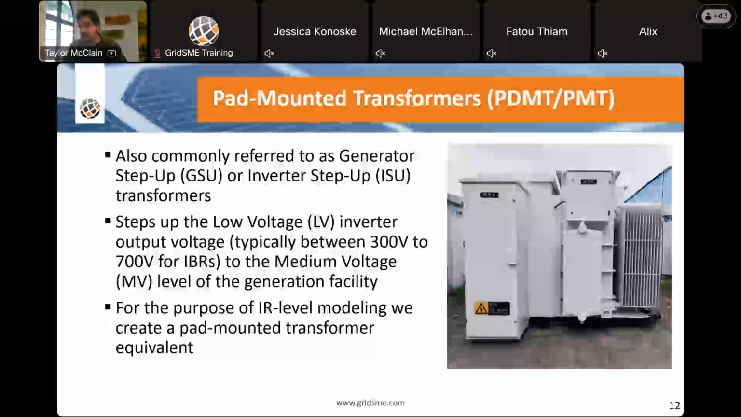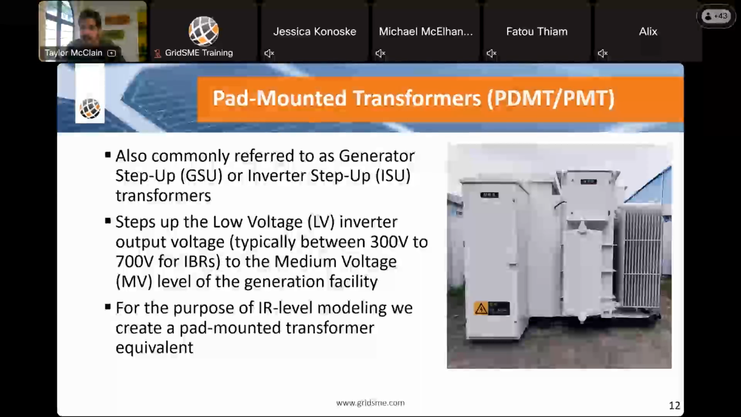So the pad-mounted transformer is there to take the inverter output, which is typically between 300 and 700 volts. That varies, but that tends to be the range. We're seeing most between 600 and 690 volts these days, but we see some down at 480. So the output voltage of the inverter comes in varying levels, but the levels are all too low to be efficiently taking that power and delivering it over the expanse of the collector system.